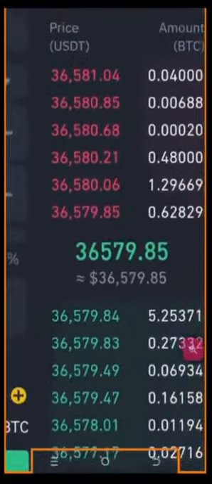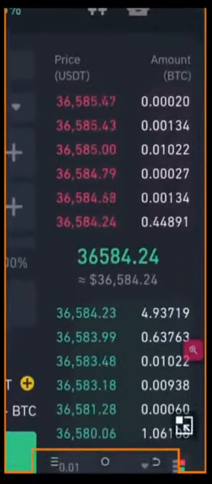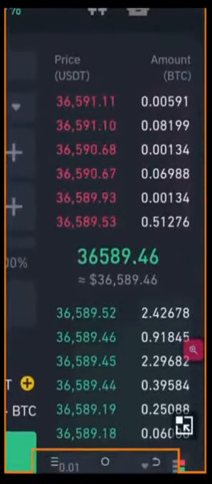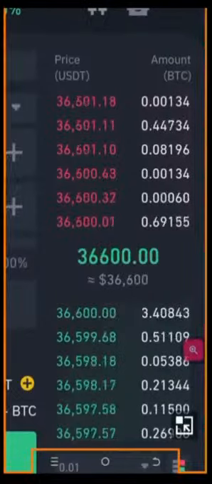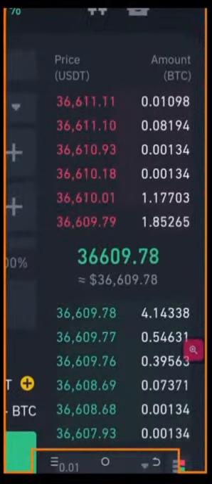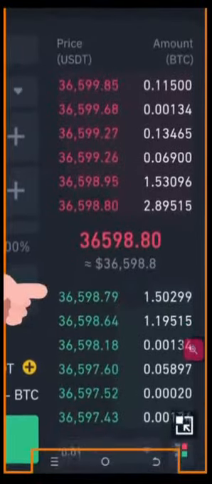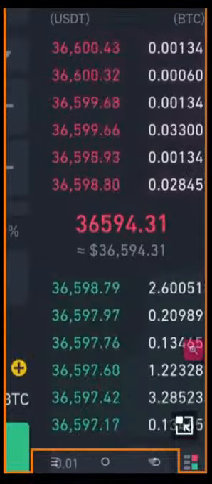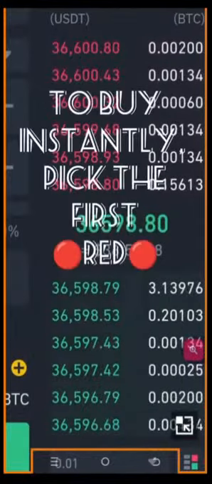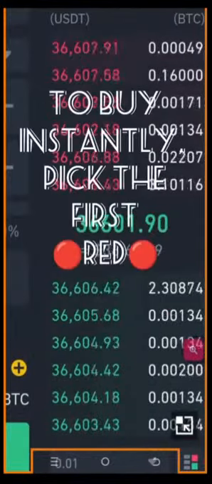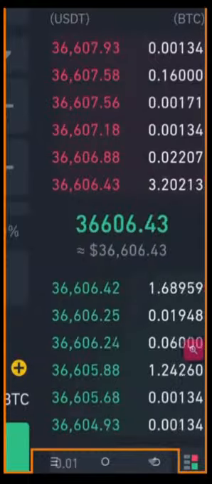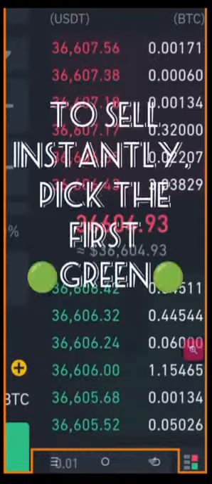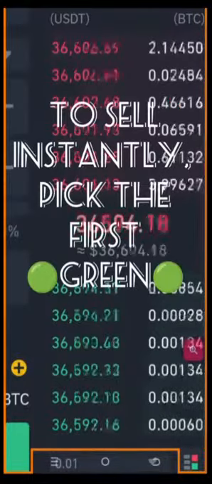Now, if you want to sell, and you're looking at it and seeing that you're sitting in the queue and you want to sell immediately, you've got to choose the first green, this one that says 36598. That is the first green. So remember, if you want to buy, you pick the first red. That's going to be a slightly higher price, and you must do all the simulations to be sure you're going to make money. To sell immediately and instantly, you need to pick the first green.